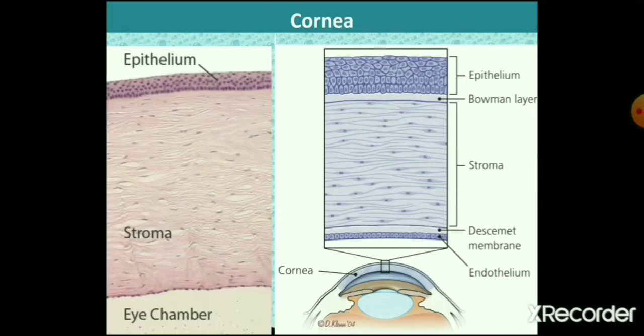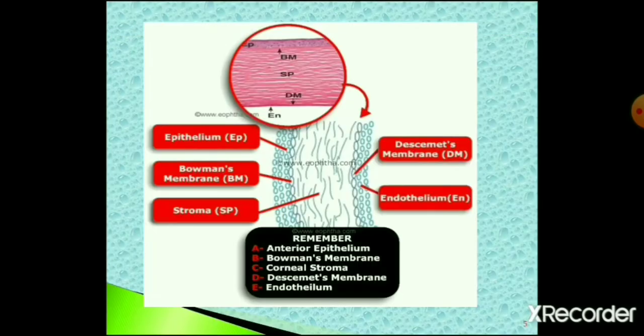Here you can see the various layers, that is the epithelial layer, then Bowman's membrane, then comes the stroma, and after that Descemet's membrane and the endothelium. So in this diagram you can memorize the layers in an order, that is A, B, C, D. A is the anterior epithelium, B is Bowman's membrane, C is the corneal stroma, and D is the Descemet membrane and endothelium. So you can remember all the layers like this.